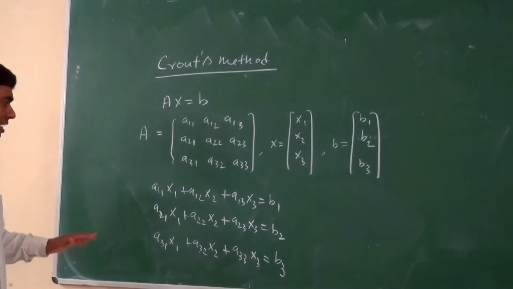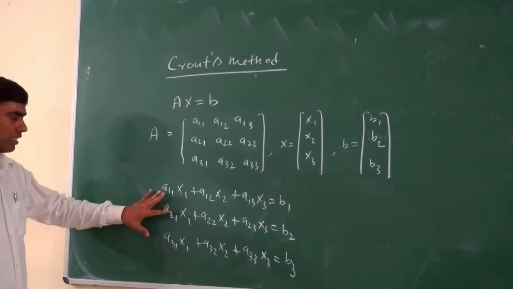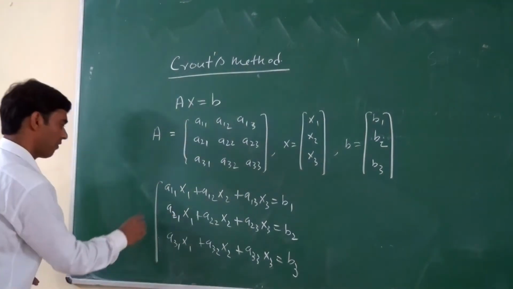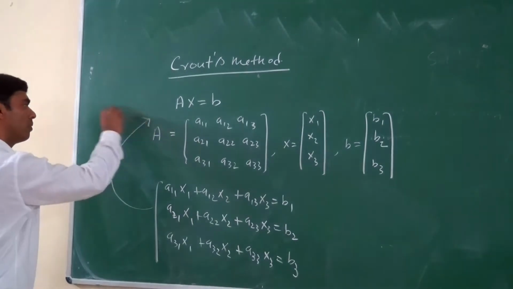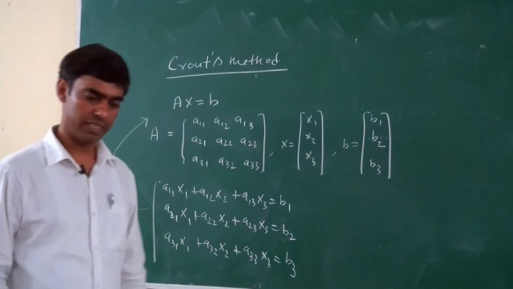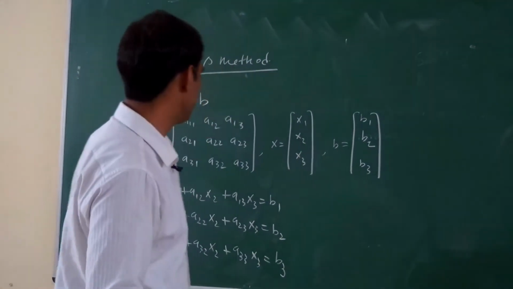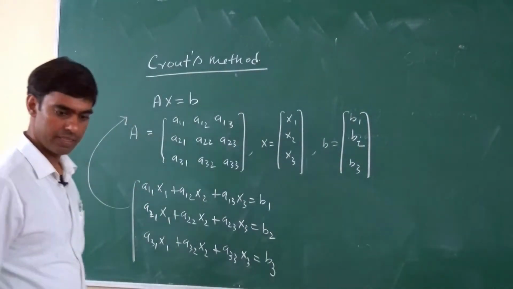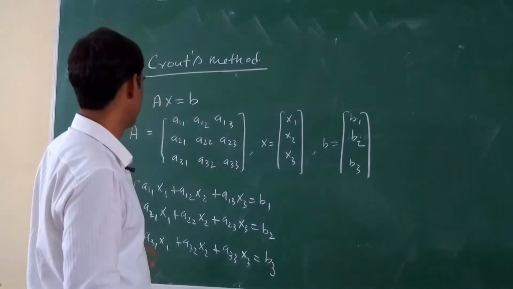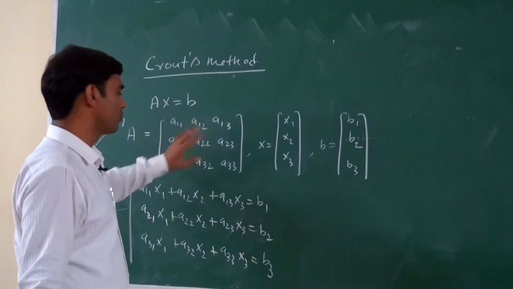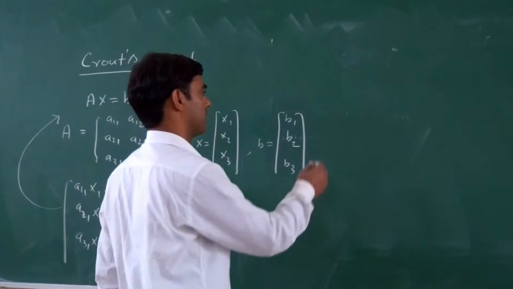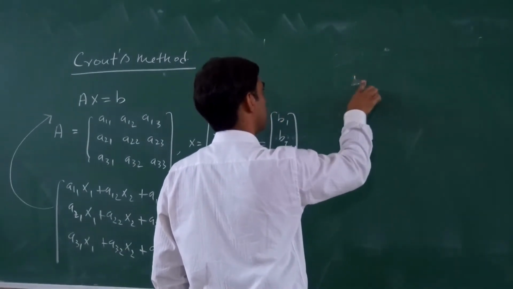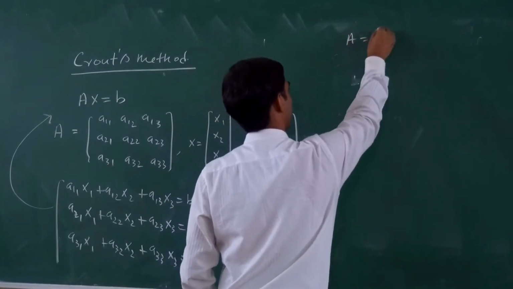So in general, this is a system of linear equations. From here, we write the equivalent matrix form of the system. Once we write the equivalent matrix form, then we decompose it into two matrices. First is the lower triangular matrix, meaning we write A equal LU.